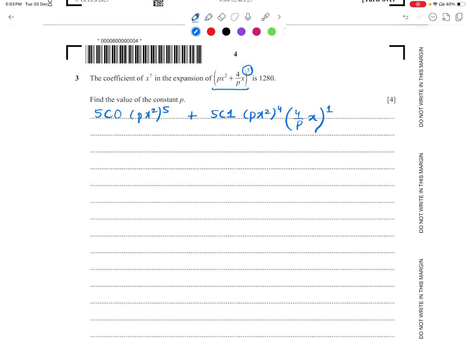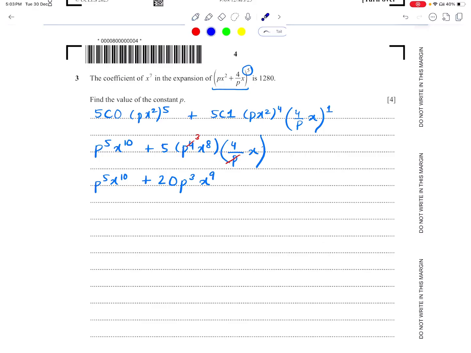Now the trick over here is that I'm just going to figure out the first two terms and then I'll see how the question flows. So this is going to leave me with p raised to power 5 x raised to power 10 plus 5 p raised to power 4 x raised to power 8 and 4 over p into x. I can see that this p and this p cancels out, and that's going to leave me with p raised to power 5 x raised to power 10 plus 20 p raised to power 3 x raised to power 9.